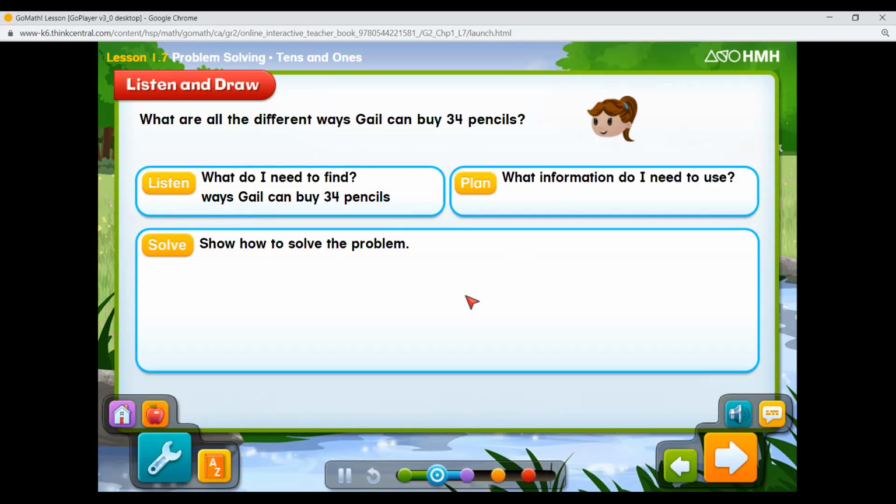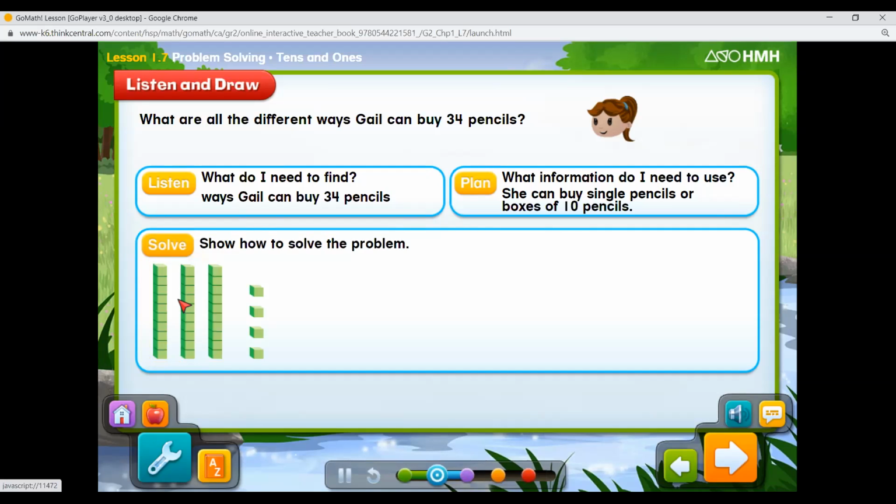What information do you need to use? She can buy single pencils or boxes of 10 pencils. Let's use base 10 blocks to show one way Gail can buy pencils. We'll use a tens block to represent one box of pencils, and a ones block to represent a single pencil. What blocks should we use to show 34 pencils? 3 tens blocks and 4 ones blocks.